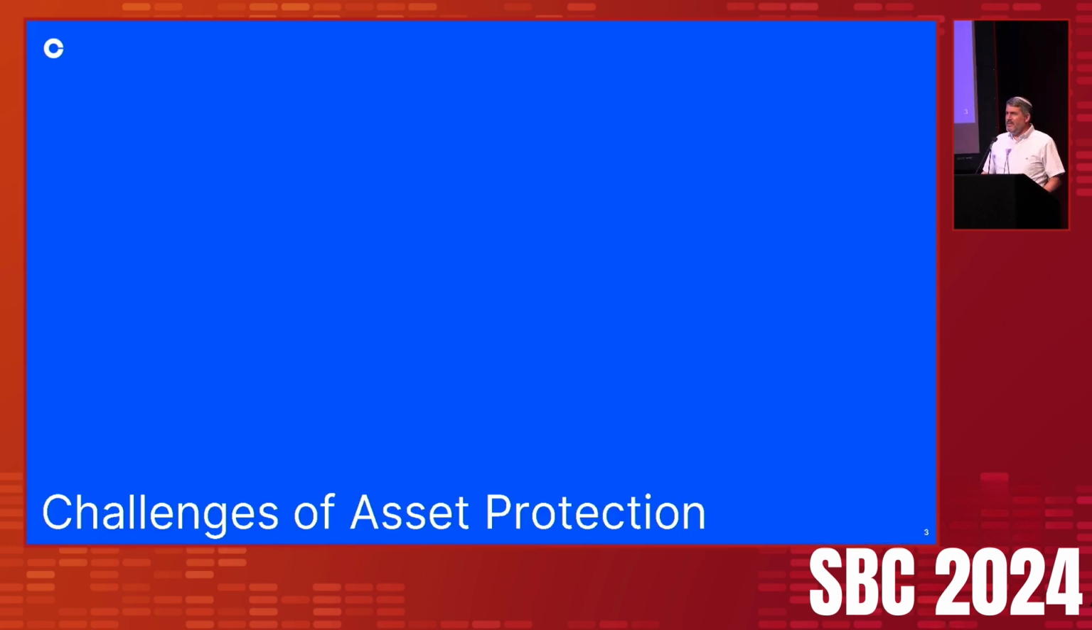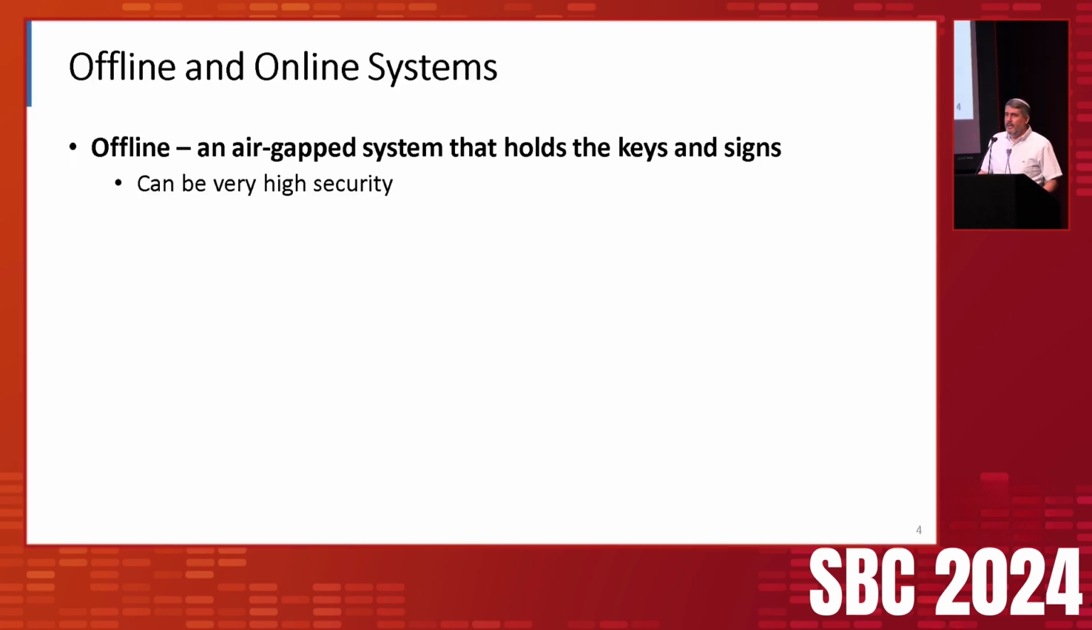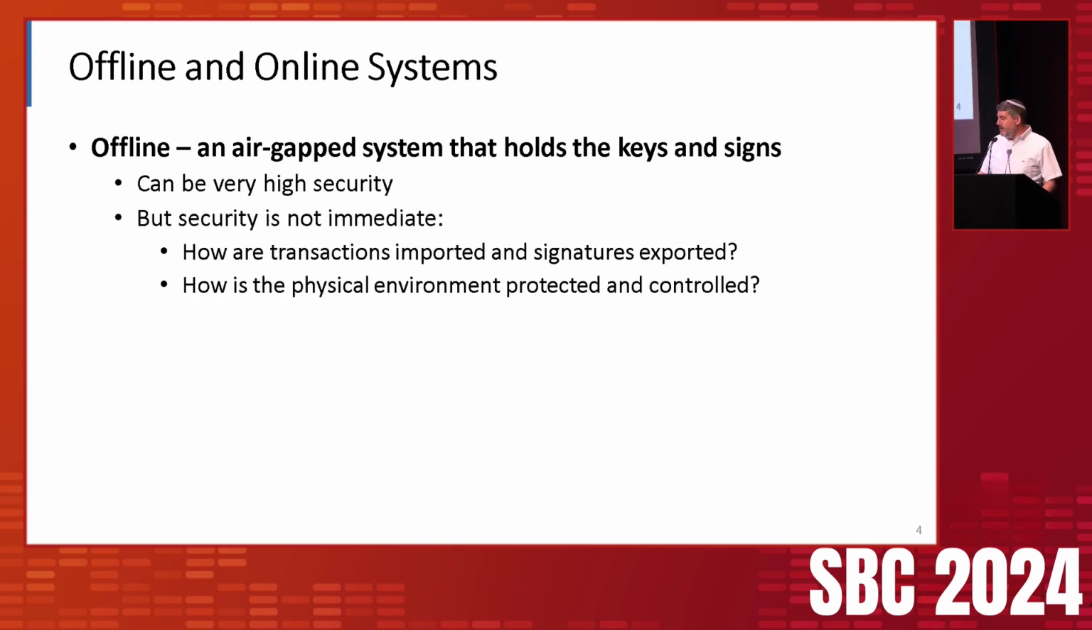So I want to start with very briefly talking about a couple of the general challenges of asset protection with current systems. We can divide them possibly into offline, online, and some types of hybrid. But an offline system is an air-gapped system. The keys are on a machine which is not connected to the internet in any way. And this can be built with very high security. But it's important to understand that offline systems are not necessarily secure.